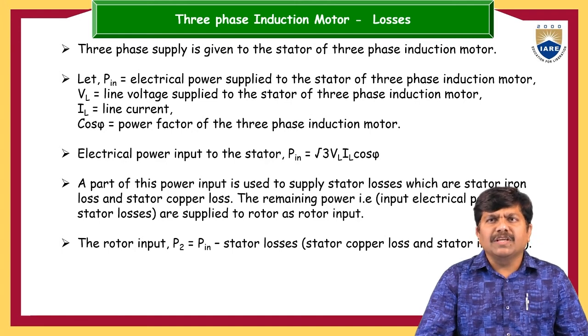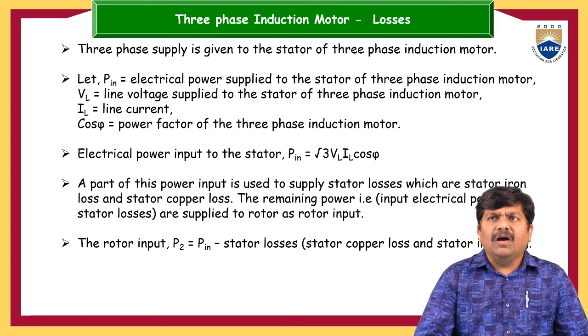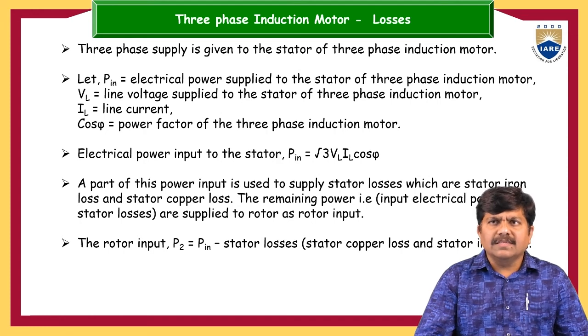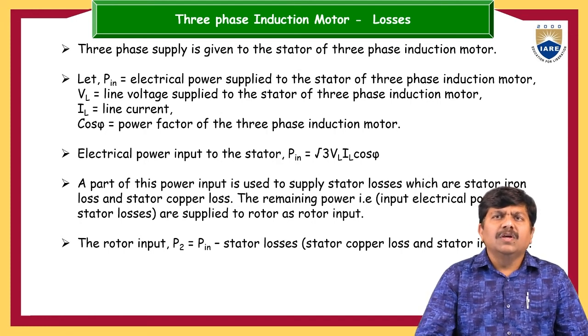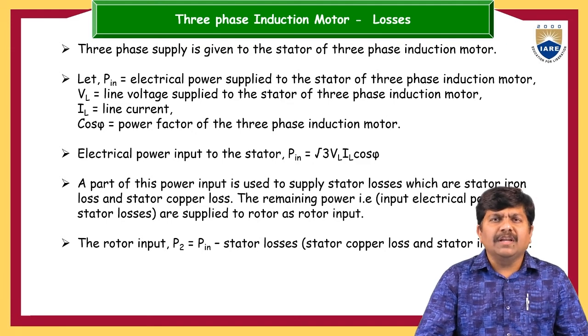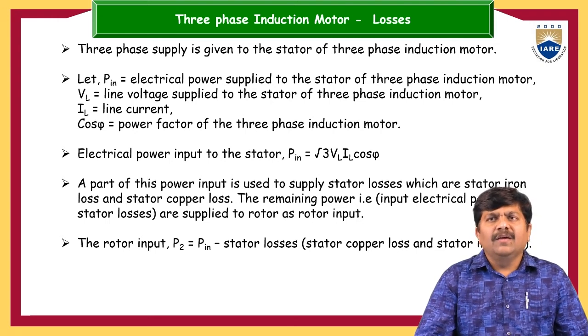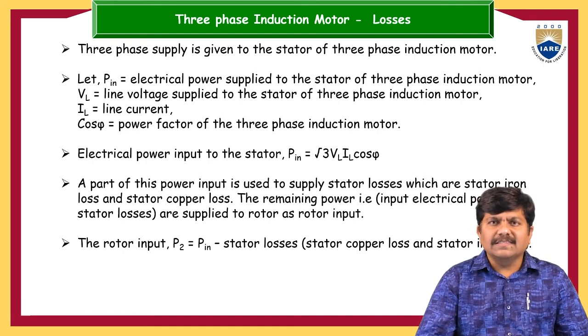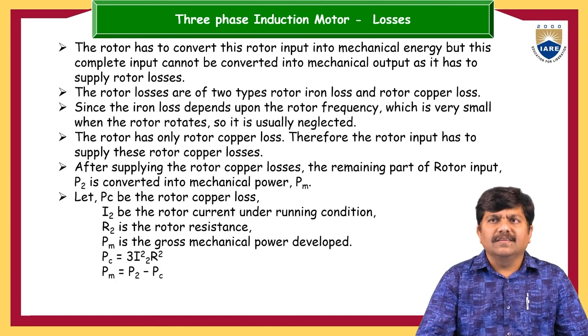That's what we are mentioning here. The remaining power after stator losses will be supplied to the rotor as rotor input. So the rotor input, generally represented with P2, is equal to P input, which is root 3 VL into IL into cos phi, minus stator losses. For those stator losses, we have to consider both the stator copper losses and the stator iron losses.